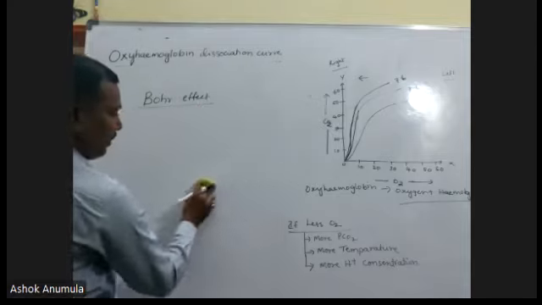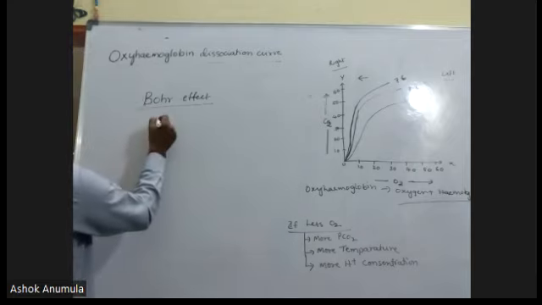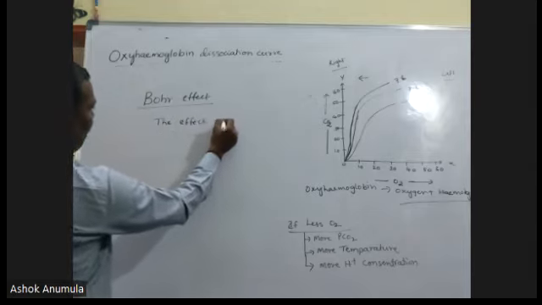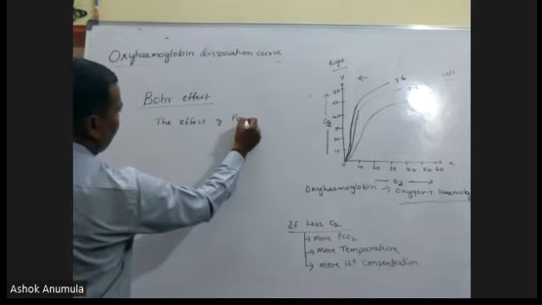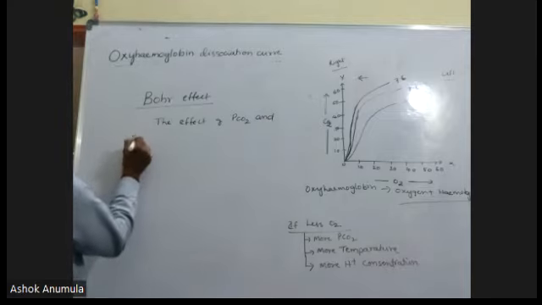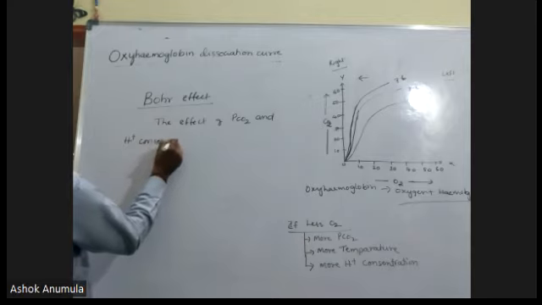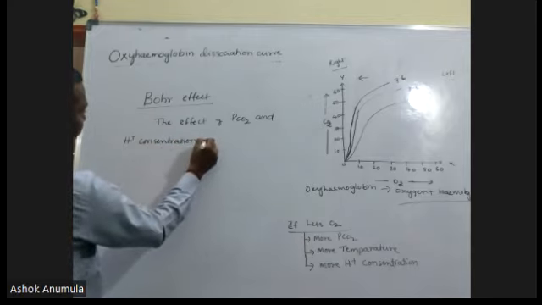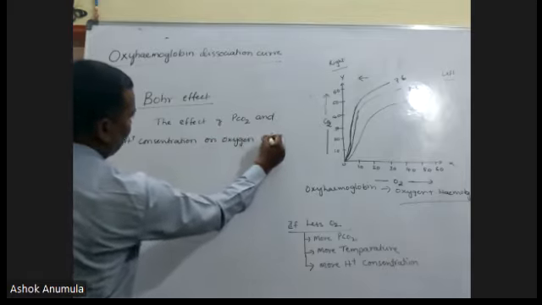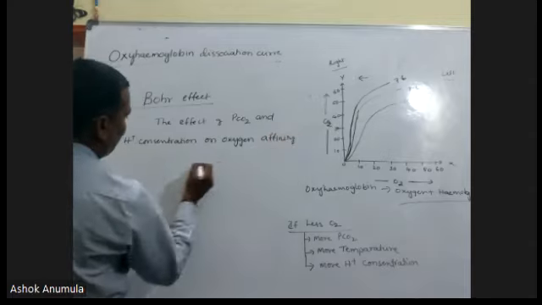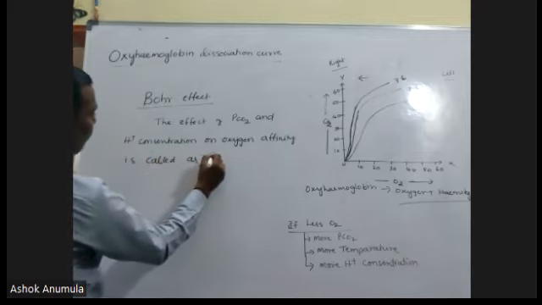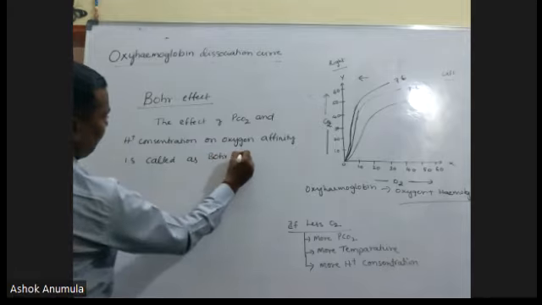The effect of PCO2 and H plus ion concentration on oxygen affinity is called the Bohr effect.